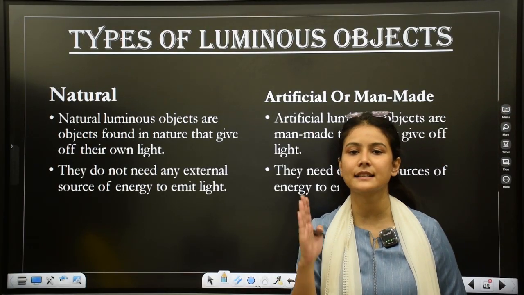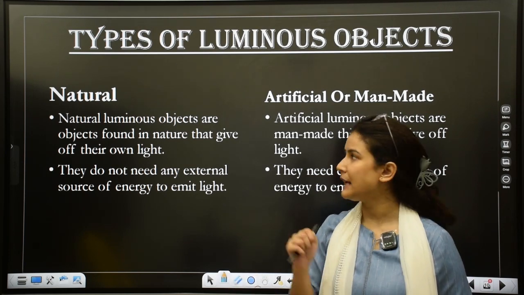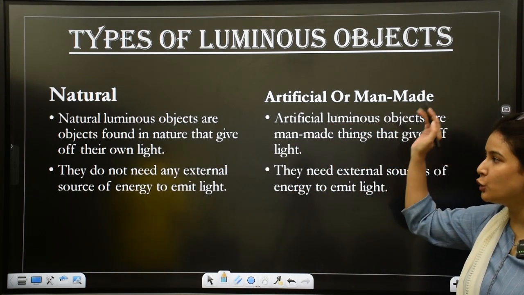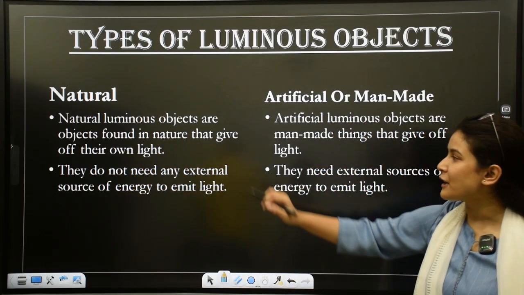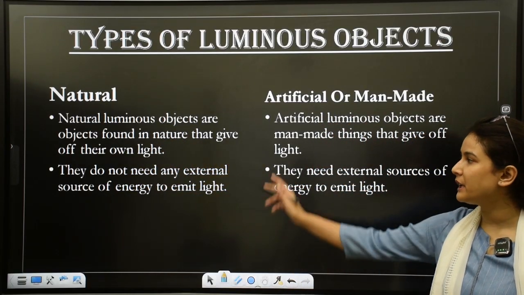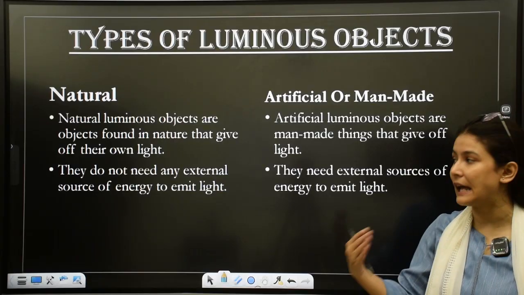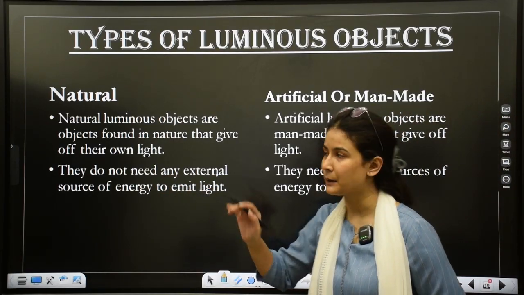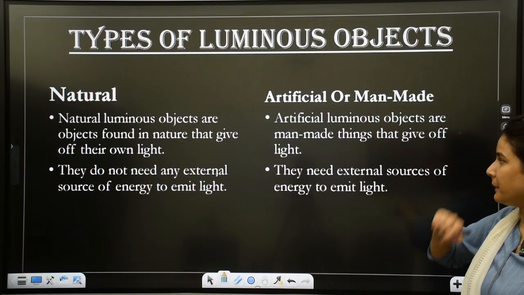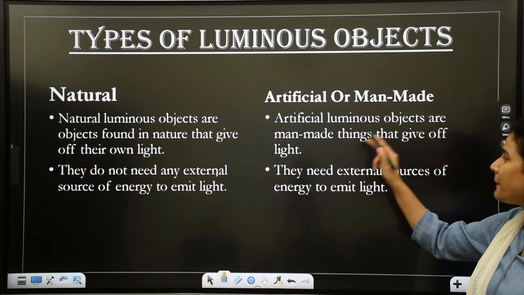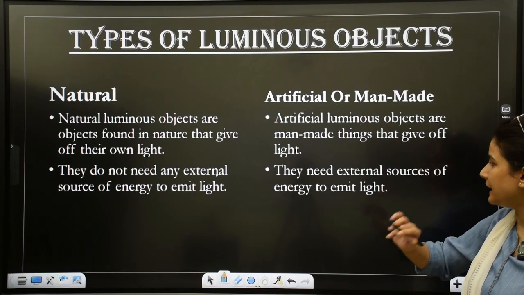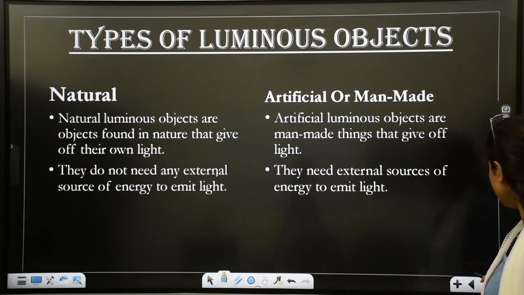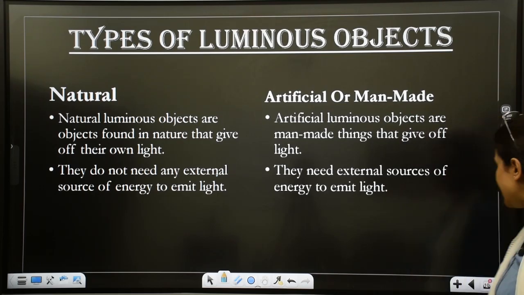Types of luminous objects. Now we categorize luminous objects based on two categories: natural and artificial, or man-made, which are made by humans. Natural luminous objects are objects found in nature that give off their own light. They do not need any external source of energy to emit light. Artificial or man-made luminous objects are man-made things that give off light. They need an external source of energy to emit light. We will further explain this in the next slide.